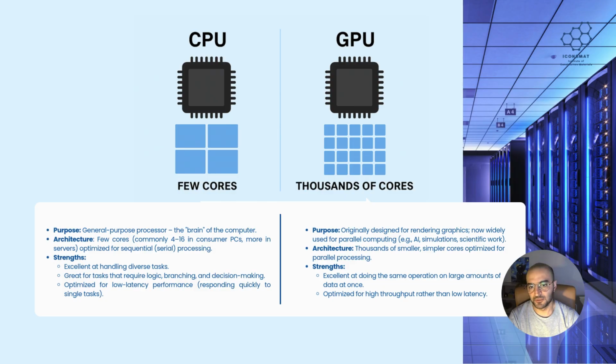The purpose of a CPU is to be a general purpose processor. It's the brain of a computer. The architecture is just a few cores, commonly between 4 to 16 in consumer PCs, more in servers, and it's optimized for sequential processing. So it's really good at getting from point A to point B where there are 1,000 other steps in between. The strength of a CPU is that it's excellent at handling diverse tasks. You may have thousands of different sequential tasks, and CPUs are perfect for them.